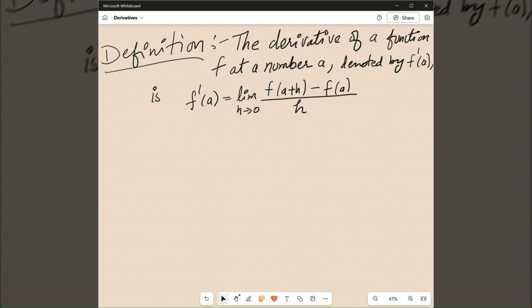So imagine driving a car. Your speedometer shows you your speed right now. That's what a derivative is, the instant rate of change.